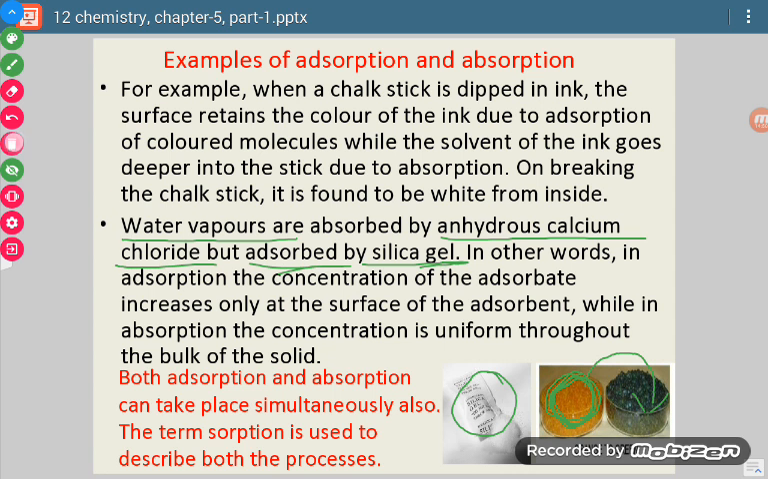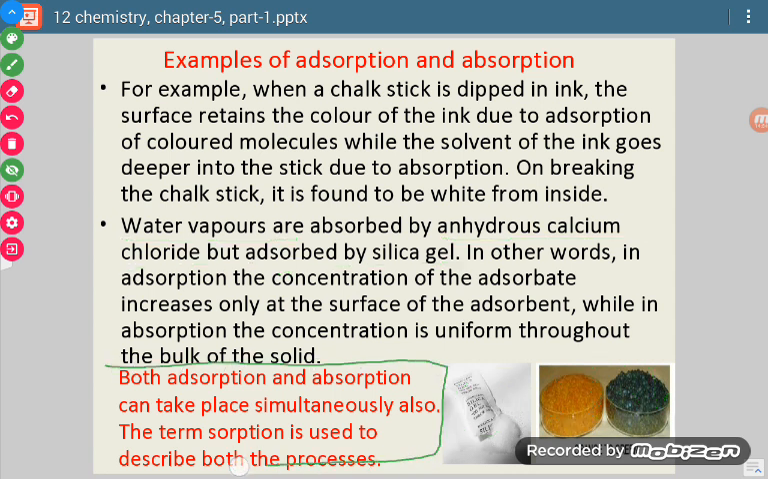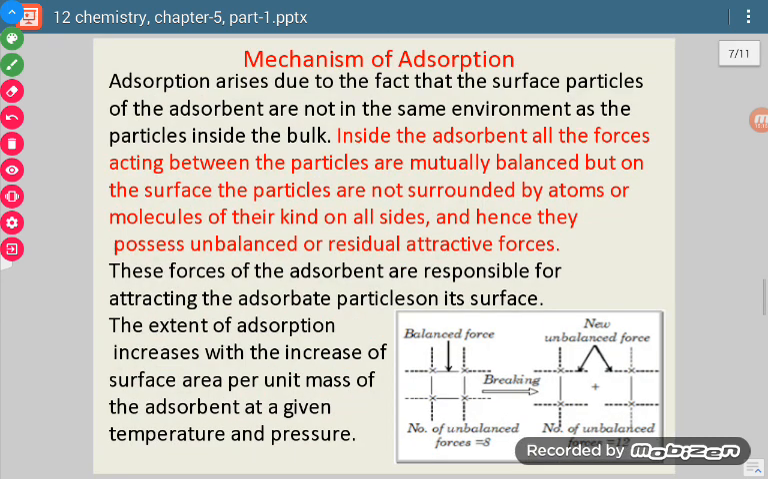Okay, now one more thing. If both processes, adsorption and absorption, occur simultaneously, then we use the term sorption to describe the process. One more is dyeing of clothes. When we dye our clothes, then also we say absorption occurs and adsorption also occurs. So that is the example of sorption.